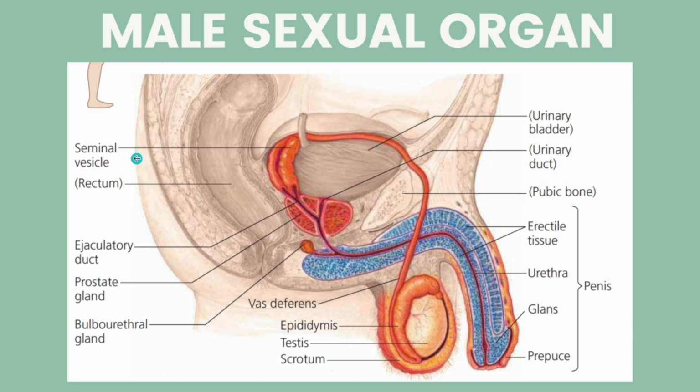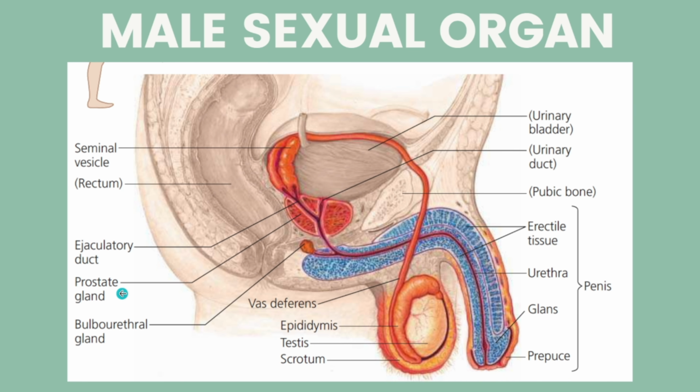Normally the seminal vesicle secretes the semen, which is a very thick, yellowish, alkaline fluid. And also your prostate gland, this is a structure that is found only in the male sexual organ. Females do not have this kind of structure.